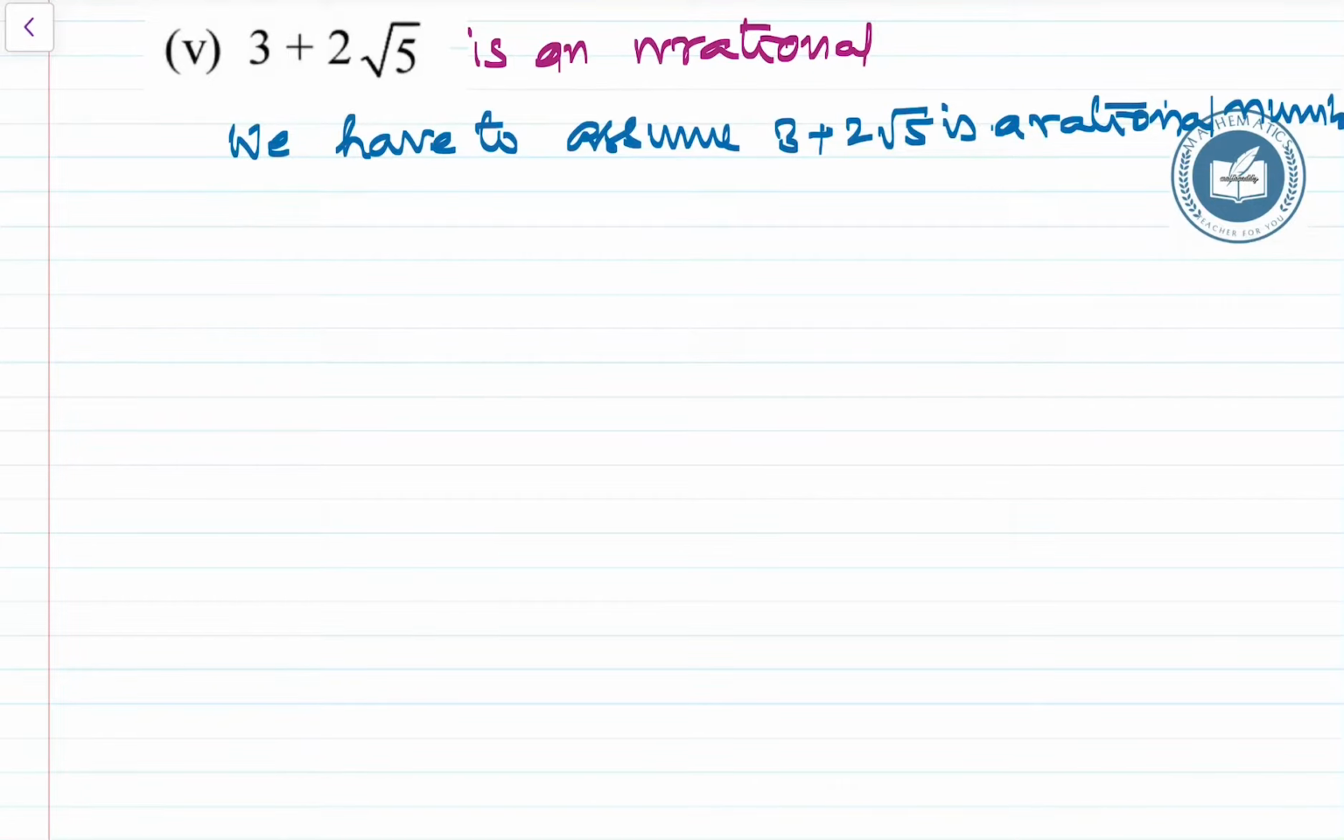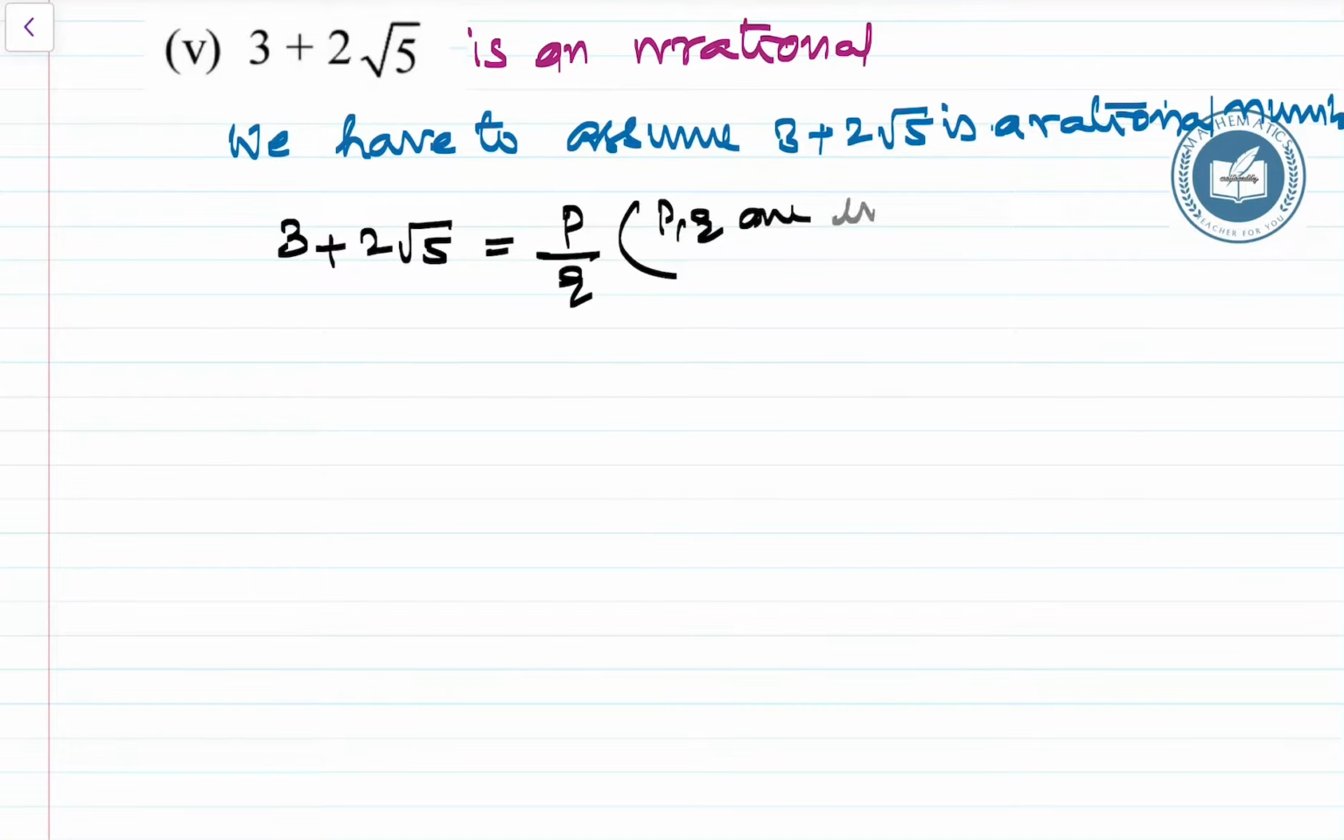Rational numbers are in the form of p by q. So therefore we can write 3 plus 2 root 5 equal to p upon q. Here p, q are integers and q not equal to 0, and p, q are co-primes.